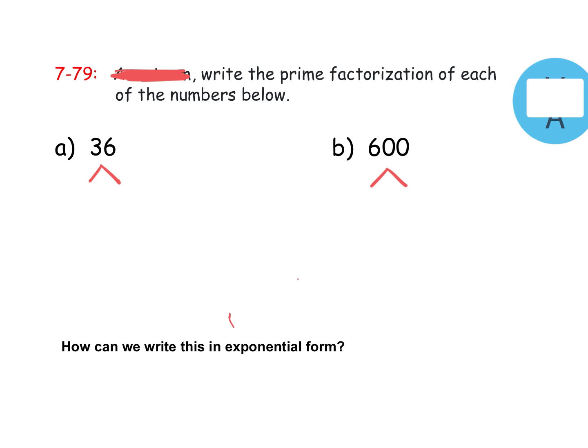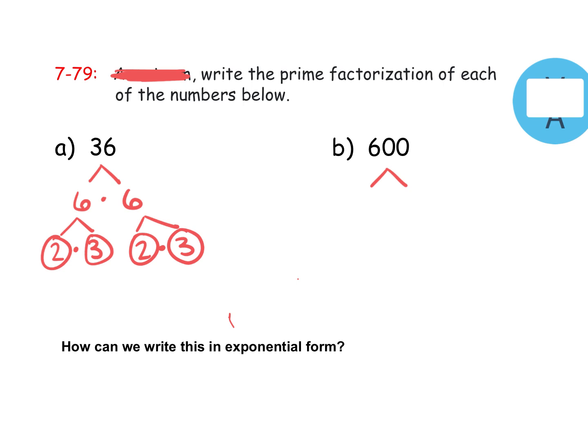Okay, so hopefully you did that work. And I'm going to do 6 times 6. It's okay if you did 9 times 4 or something different. We're going to still get the same answer in the end. And then 2 times 3 makes 6. 2 is prime, 3 is prime. And this 6, we have to do the same thing. 2 times 3, both prime. So I got all my prime numbers.